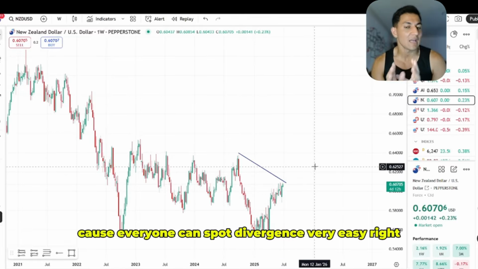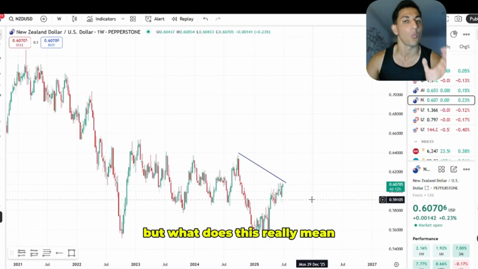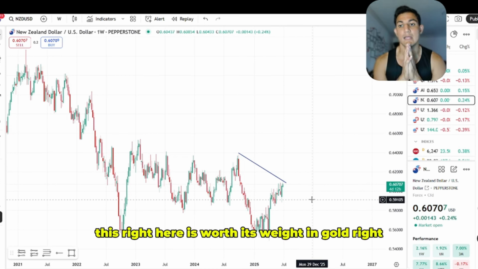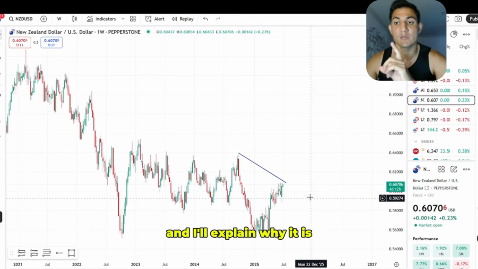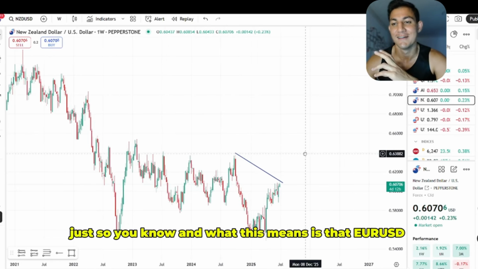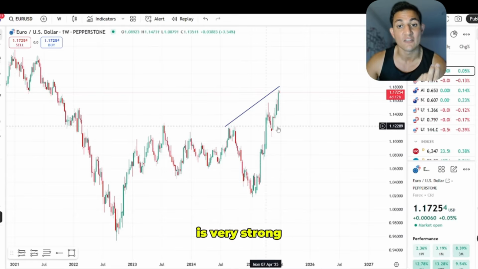What does this mean? Because everyone can spot divergence very easily, right? To pick, hey, it didn't take out this high, but what does this really mean? This is so important, right? So make sure you write this down. This right here is worth its weight in gold, right? And I'll explain why it is later on. I'll show it in gold too, right? Just so you know. What this means is that EURUSD is very strong.